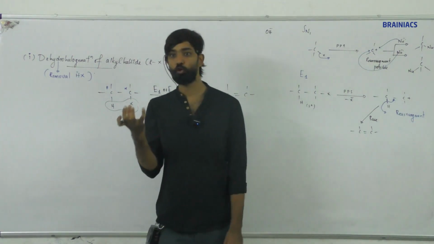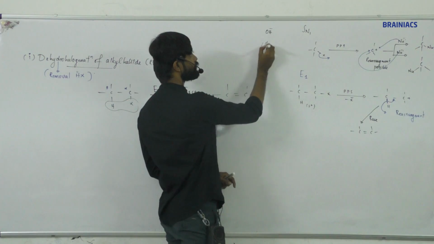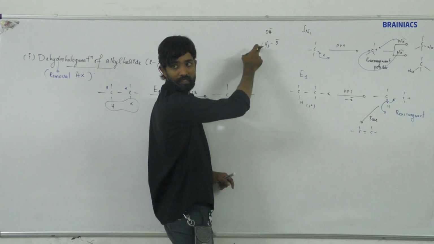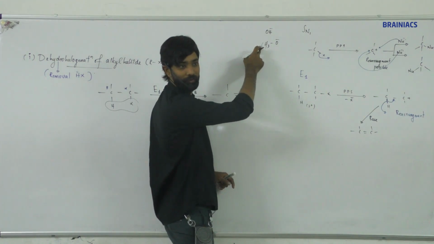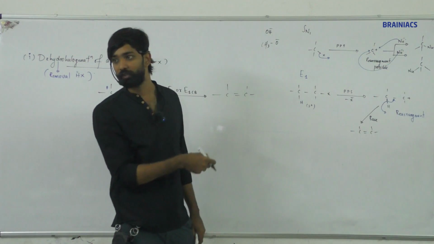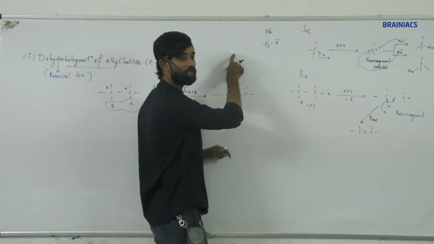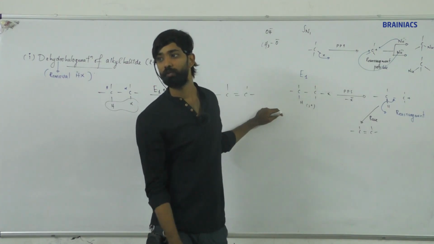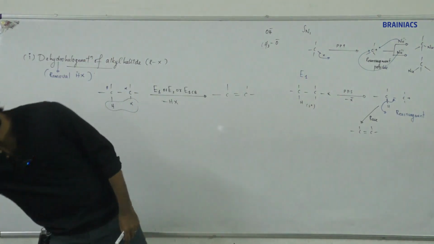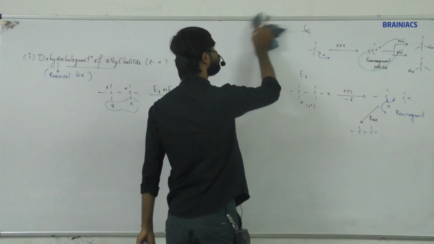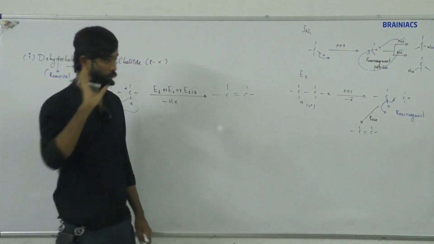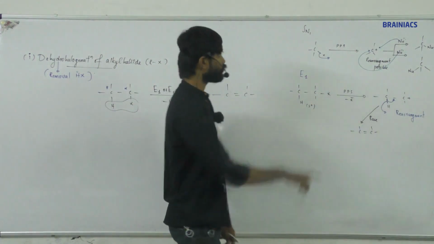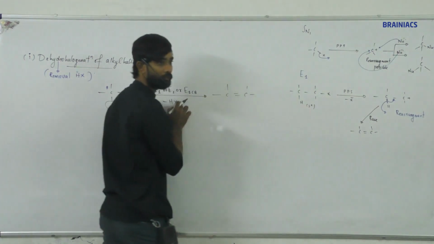The base in Williamson synthesis is a sodium alkoxide. If the alkyl halide is primary, it acts as a nucleophile and donates an electron pair to electron deficient carbon. Where if the alkyl halide is tertiary, it acts as a base and donates an electron pair to H plus to form the elimination product. Once you know the mechanism, you can realize why it becomes elimination or why it becomes substitution. So this is the E1 mechanism.